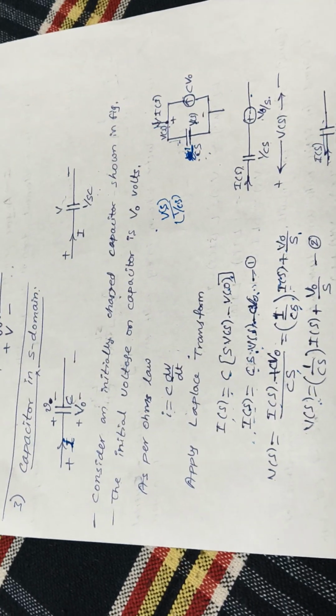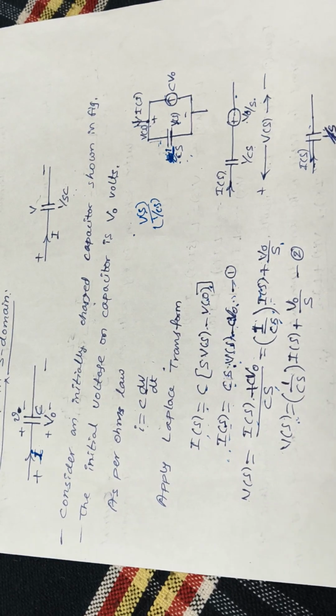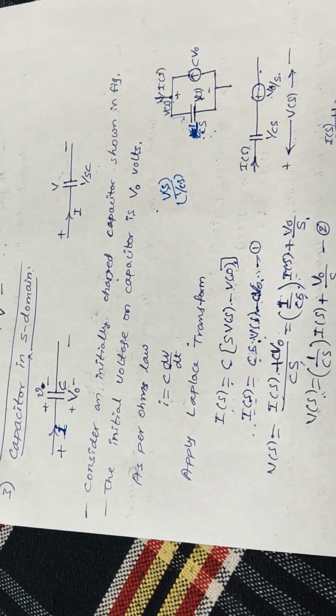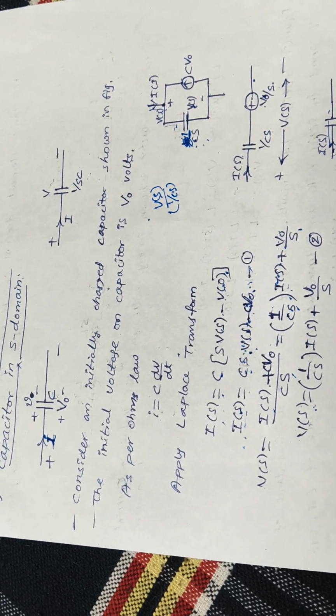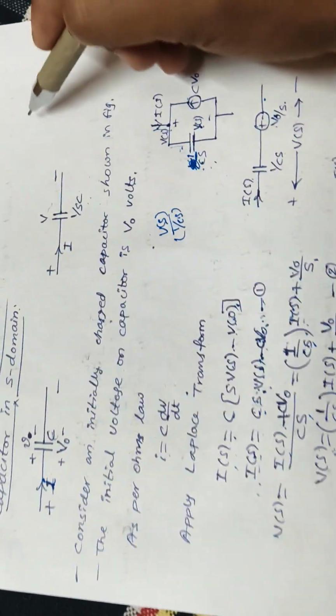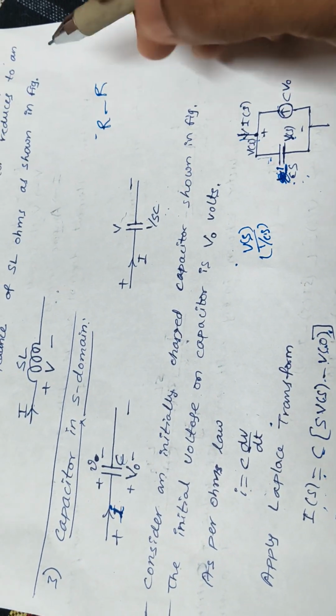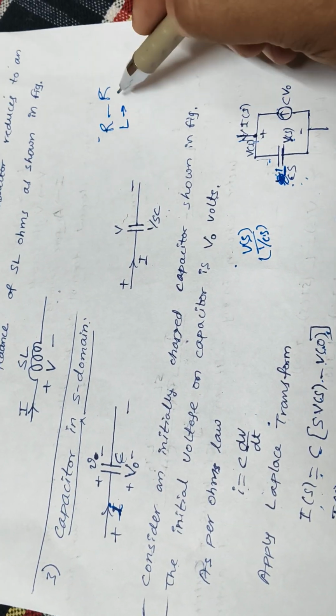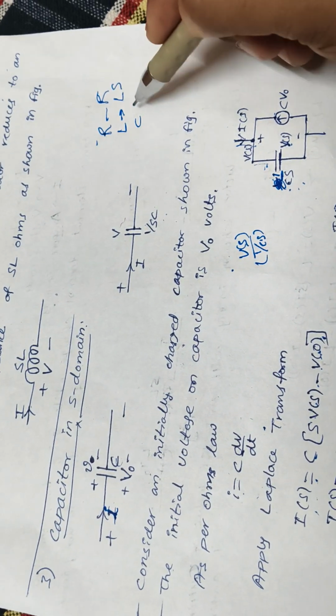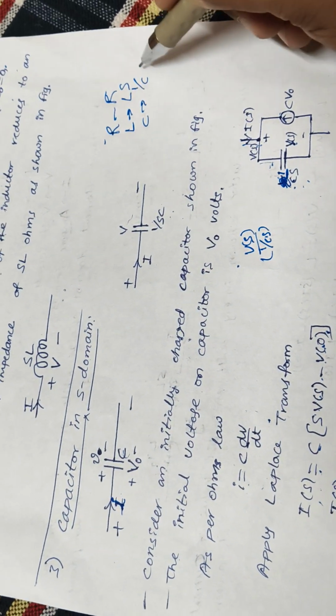This is all about the individual elements like resistor, inductor and capacitor from time domain to S domain representation. Here the resistor will become a resistor only, from time domain to S domain. Inductor becomes Ls. Capacitance becomes 1 by Cs.